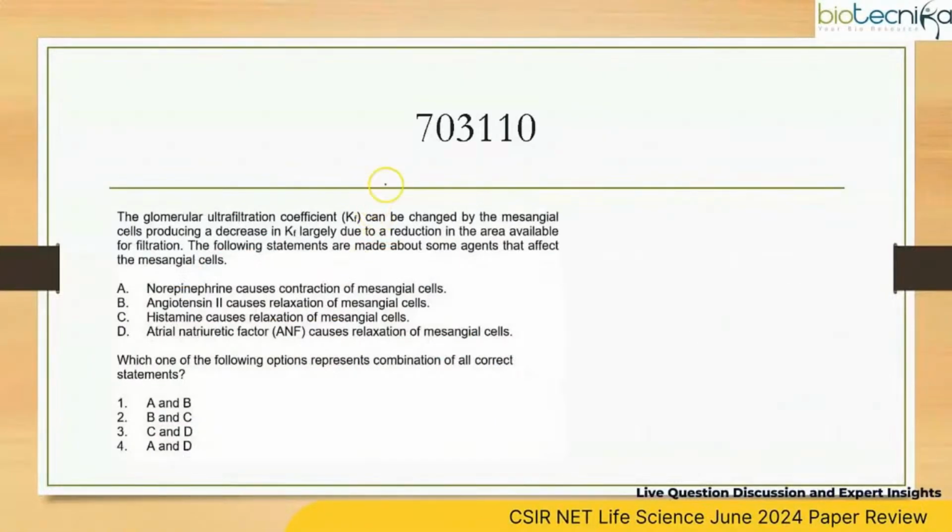Next, question number 703110. This is again from the excretory system. The glomerular ultrafiltration coefficient Kf can be changed by the mesangial cells, producing a decrease in Kf, largely due to reduction in the area available for filtration. So if surface area decreases, Kf will decrease, it is saying.